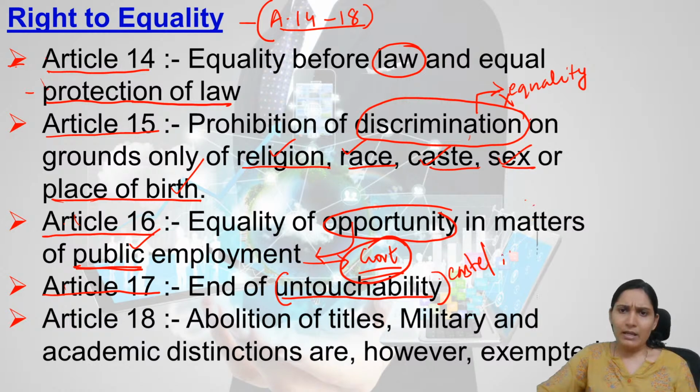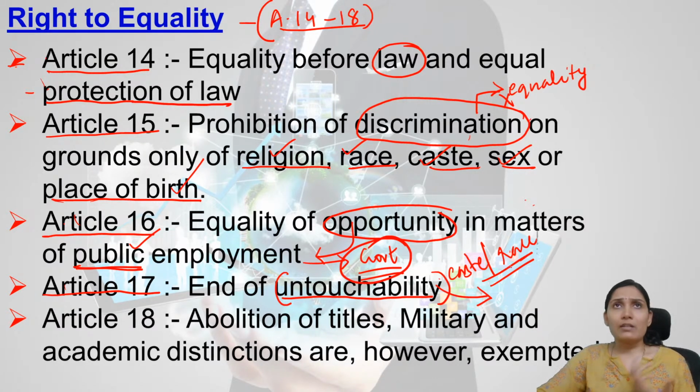Untouchability cannot be practiced, and untouchability is a very, very severe and serious offense. I'll give you an example. If any person is punished for untouchability or any criminal charges are filed against a person for untouchability, then that person cannot contest elections in India. So that is the level of protection that the constitution provides for equality. Okay, so that is the end of untouchability.